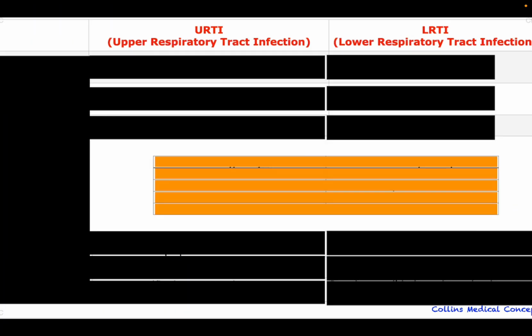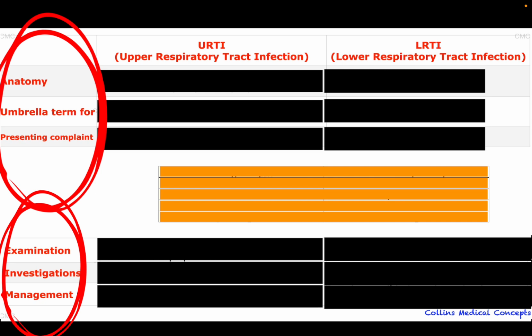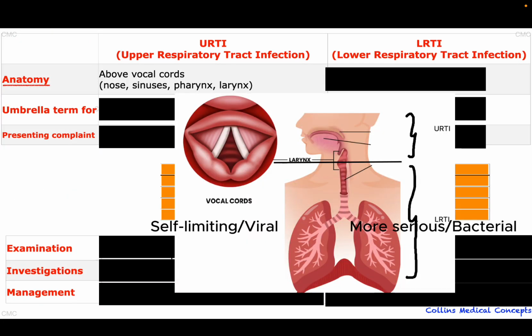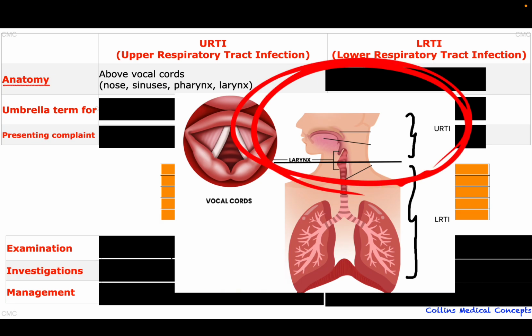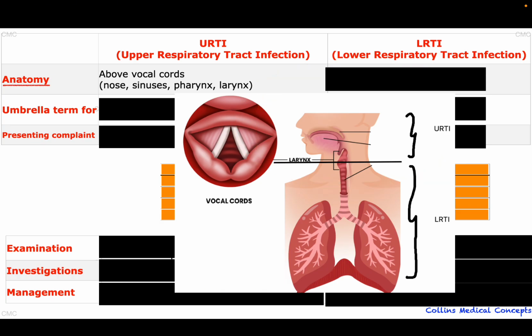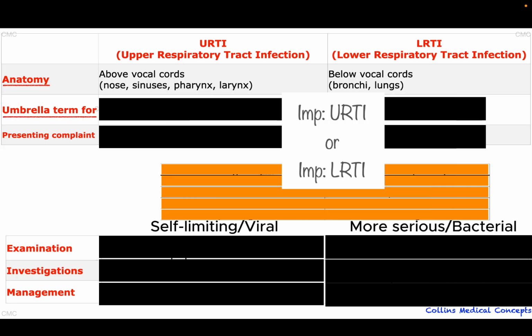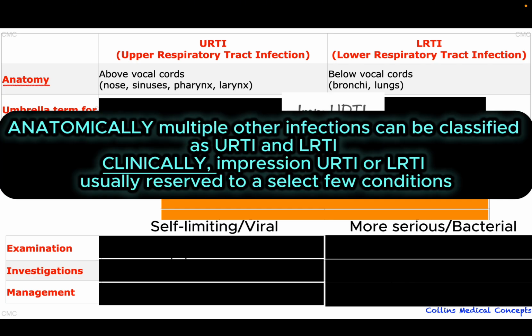So here's our table. We will discover step by step the key differences between upper and lower respiratory tract infections. Let's start with anatomy. Upper respiratory tract infections involve structures above the vocal cords, whereas lower respiratory tract infections involve structures below the vocal cords. Even though there is a plethora of structures above and below the vocal cords, we are talking about a couple of very specific conditions when we document upper respiratory tract infection or lower respiratory tract infection on patient notes.